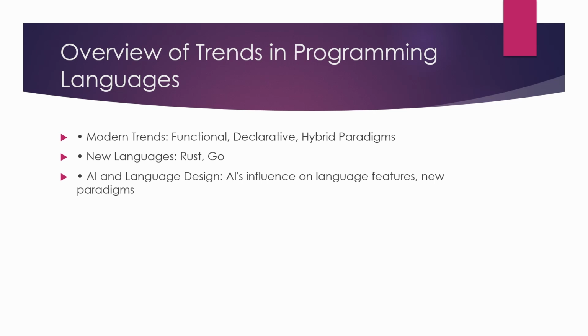As we dive into the trends, we will first cover the key areas influencing the world of programming languages. Modern trends include the rise of functional, declarative, and hybrid programming paradigms. We will also discuss new languages like Rust and Go and examine how AI is reshaping the way languages are designed and optimized.